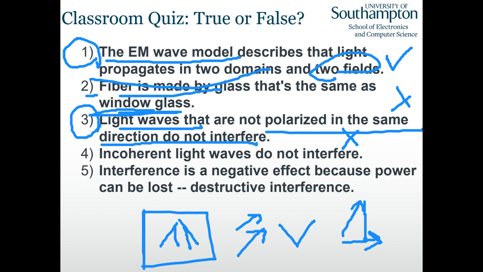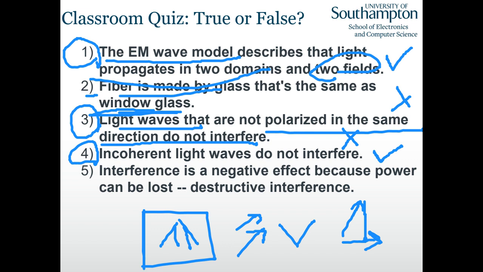The fourth question: incoherent light waves do not interfere, true or false? This is true. If two waves are not of the same periodicity, they wouldn't interfere.